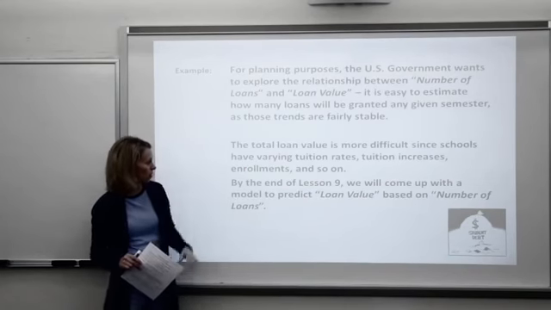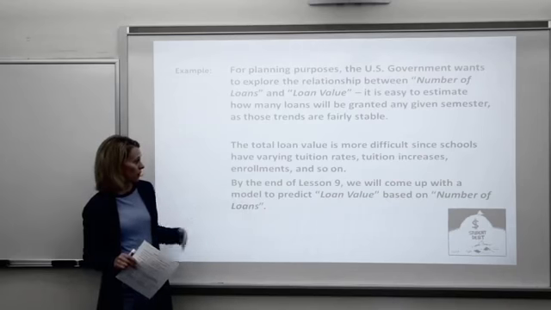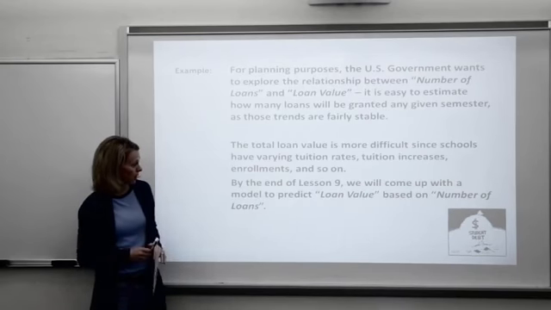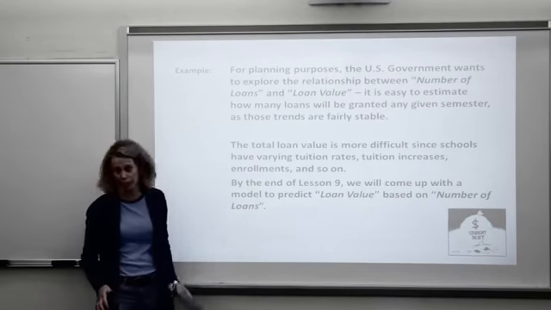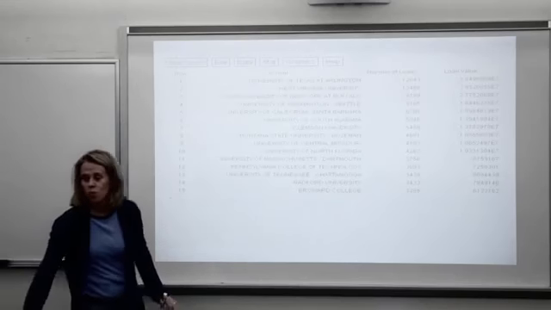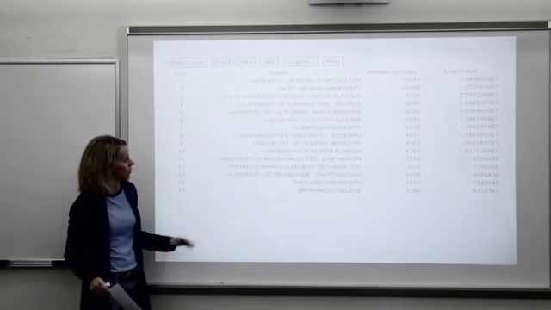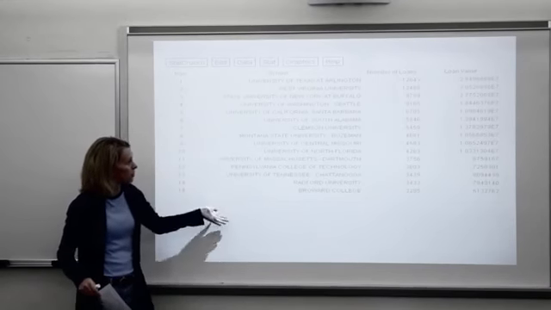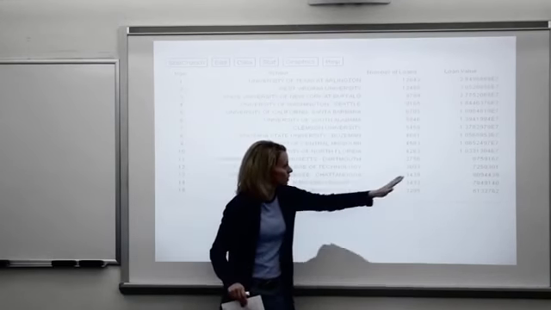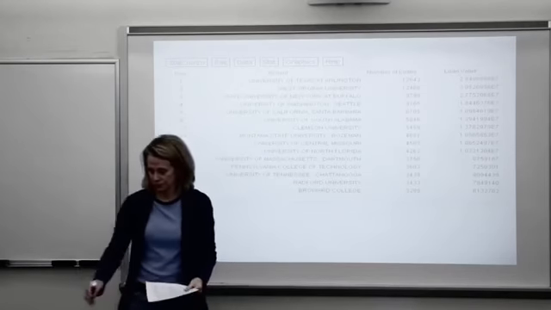Eventually we'll work our way to coming up with a model that will explore that relationship. This is an excerpt of the data. This data set is available in StatCrunch. We have the name of each school, the number of loans, and the loan value.